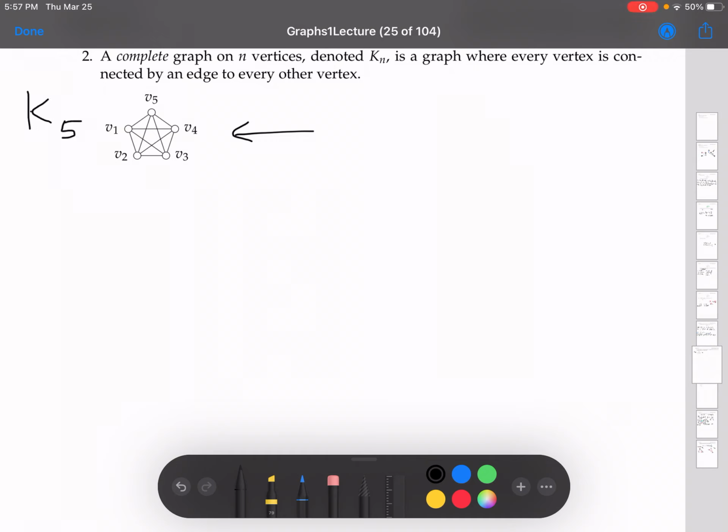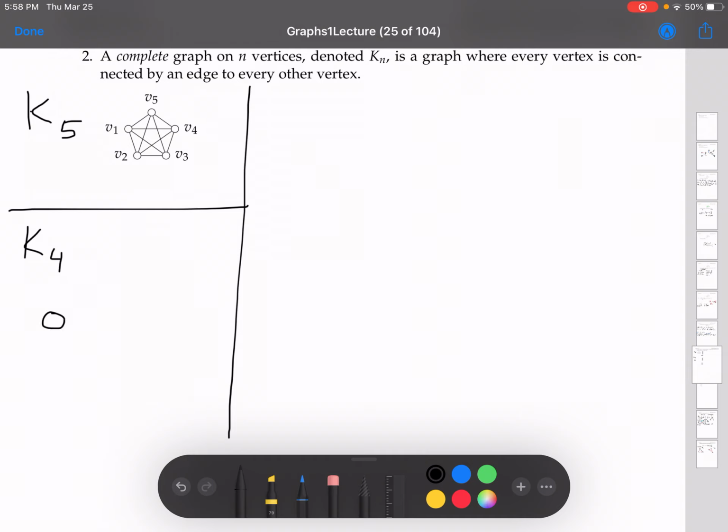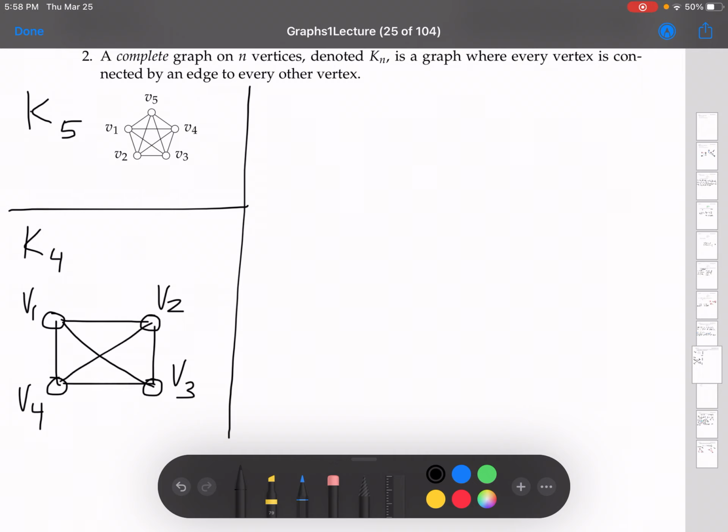K4. K4 is the complete graph on 4 vertices. So let me draw 4 vertices: 1, 2, 3, 4. V1, V2, V3, V4. And K4 is the graph where every vertex is connected by an edge to every other vertex. So we need all possible edges here. So here we have K4.